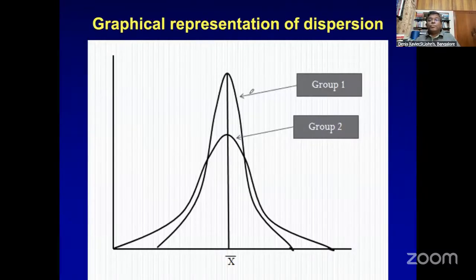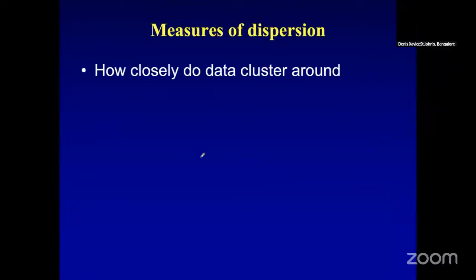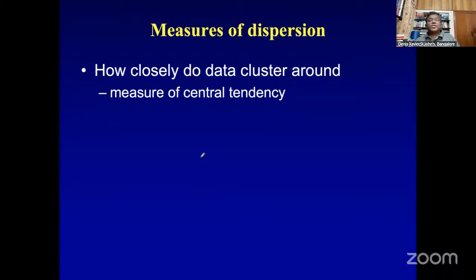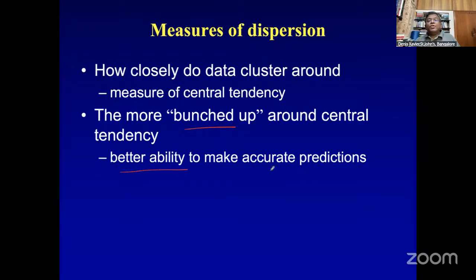Okay, so this is group 1 and group 2. Mean is the same. Look at this. Mean of group 1 and group 2 is the same. But see this. It is different. And see this. It is different. So measures of dispersion is for us to look at how closely data cluster around a measure of central tendency. The more bunched up around the central tendency, we are better able to make more accurate predictions or understand that group a little better.